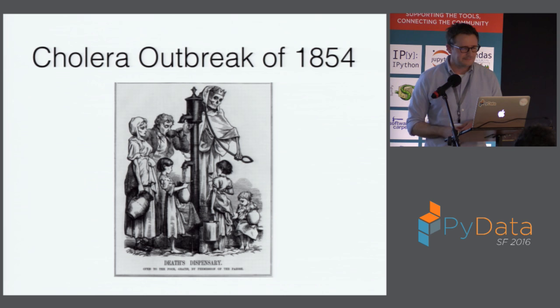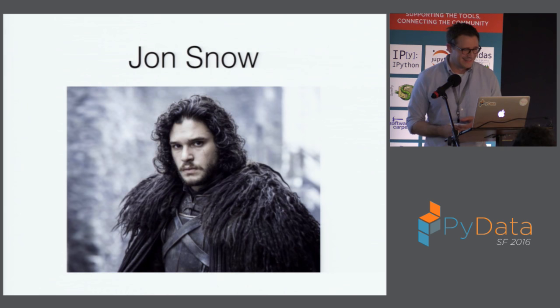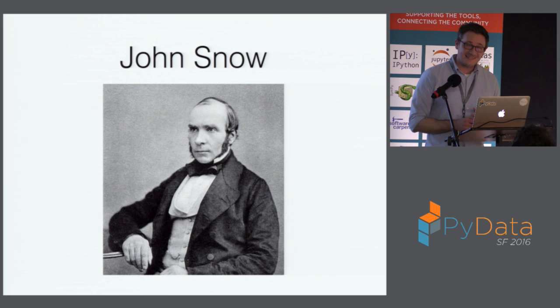So basically, the town needed a savior of some sort. And luckily, a man stepped up named Jon Snow to actually take care of this. So actually not the correct Jon Snow. This is the correct Jon Snow. And that is actually how real heroes look, or at least real data heroes.